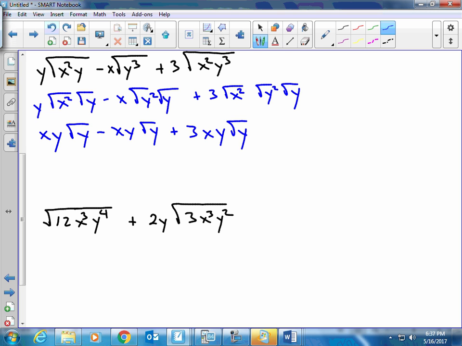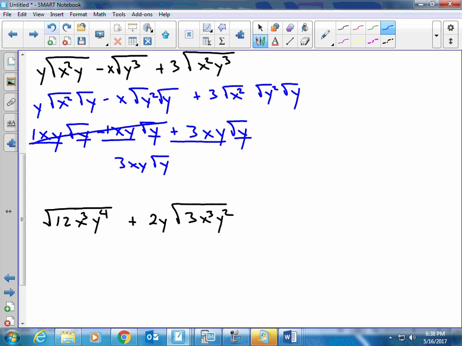All right. Notice what's on the outside. What's on the outside is not a nice, neat number, but it is a like term. I have 1 xy minus another xy plus 3 more xy. What's inside is all the same. They're all y's. So I can really treat these as coefficients in front. So I have 1 xy minus an xy gives me no xy, so that actually goes away. And my final answer is 3xy square root of y.